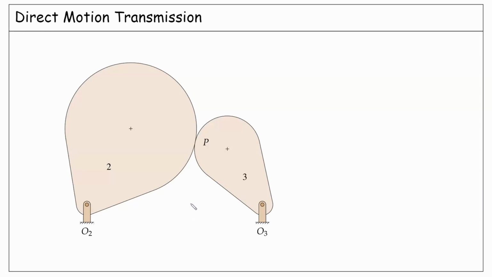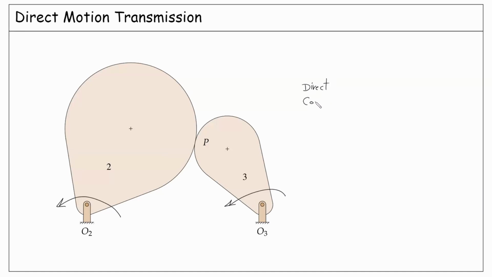Let's start with this example. We have two rigid bodies in direct contact with each other. Imagine that body number 3 is rotating counterclockwise and pushes body number 2 to move, or better to say rotate, because this body is pinned to the ground and can only rotate. In this example, motion is transmitted from body number 3 to body number 2. This type of motion transmission is called direct contact.